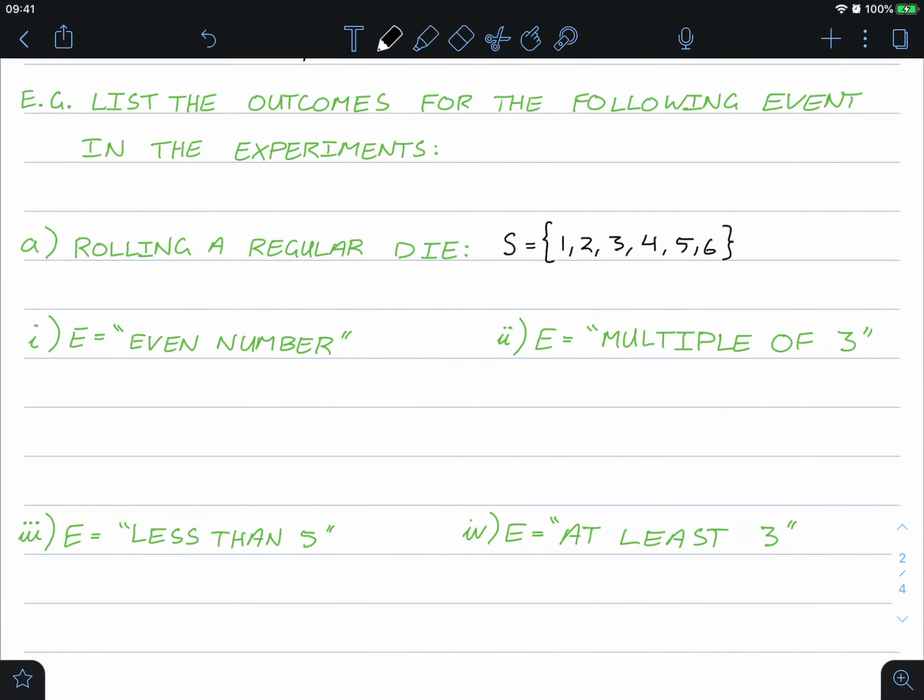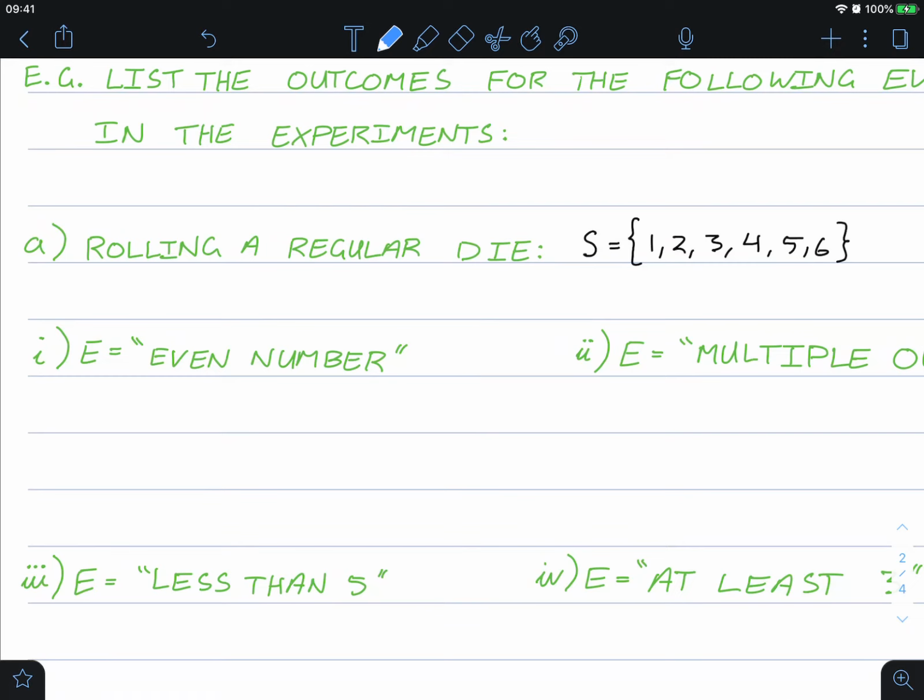Let's list the outcomes for the following events in the experiments. The chance experiment is the rolling of a regular die, and I've written out the sample space here. If we now say that the event is E equals even numbers, well, we can write the favorable outcomes of this. Even numbers that come from the die are 2, 4, or 6. We can count the number inside the event, which is 3 different results.